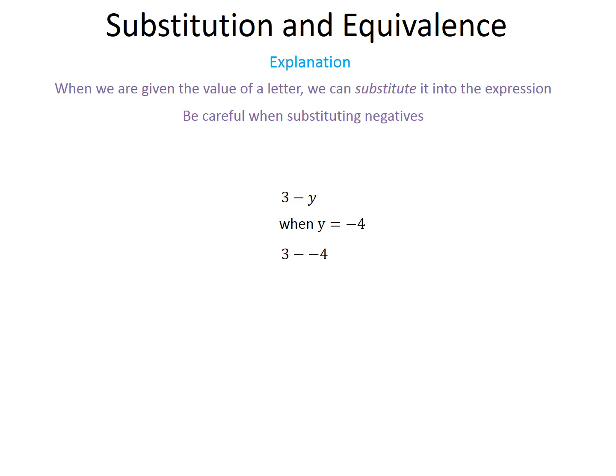You need to put them both there. It's 3 take away negative 4, and then of course 3 take away negative 4, that would turn into a plus, and so the answer would be 7, 3 plus 4.